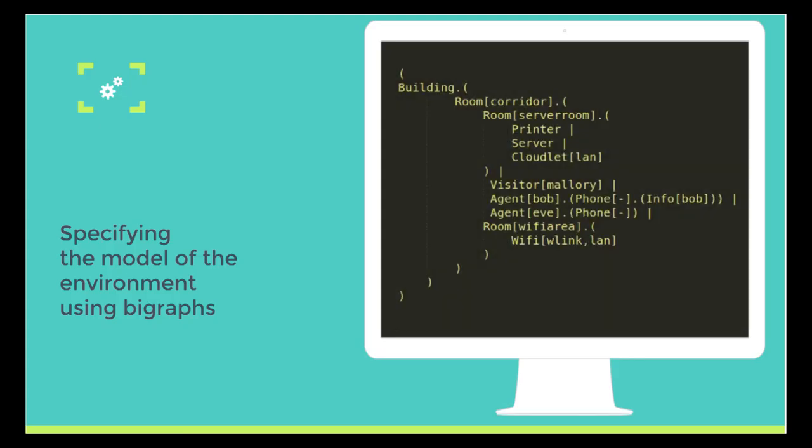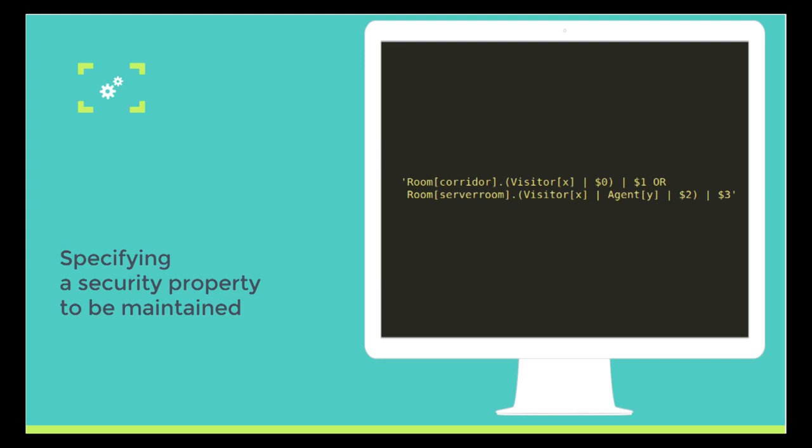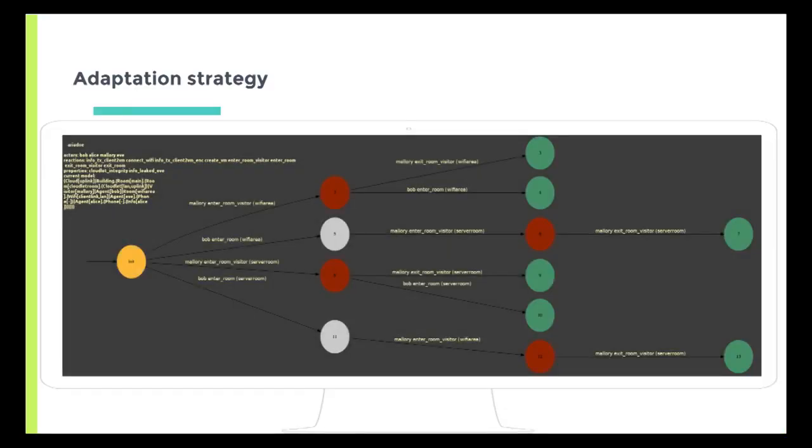Here is the bar graph model of the building, showing agents and assets contained in rooms. Bar graphs enjoy well-defined semantics of dynamic behavior expressed as a set of reaction rules, which rewrite portions of the model and thus allow reasoning about possible future configurations that are reachable from the current one. Security requirements are represented as properties to be maintained throughout execution, such as a visitor being accompanied in the server room.